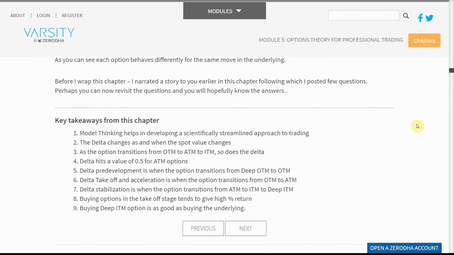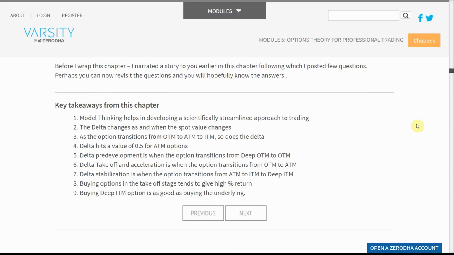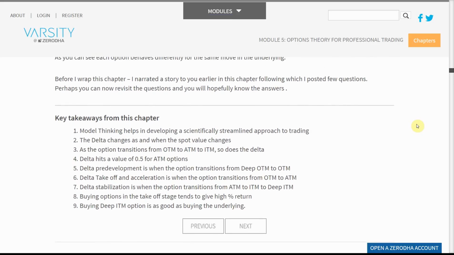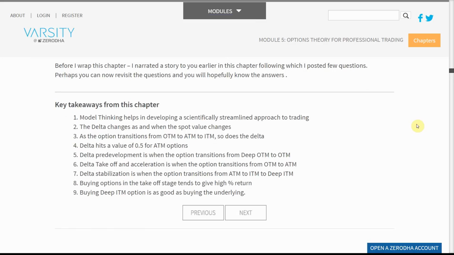Key takeaways from this chapter. Model thinking helps in developing a scientifically streamlined approach to trading. The delta changes as and when the spot value changes. As the option transitions from OTM to ATM to ITM, so does the delta. Delta hits a value of 0.5 for ATM options.